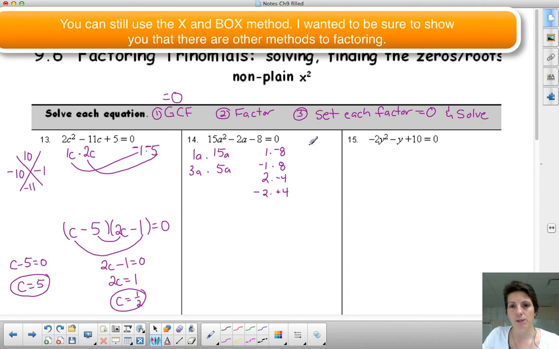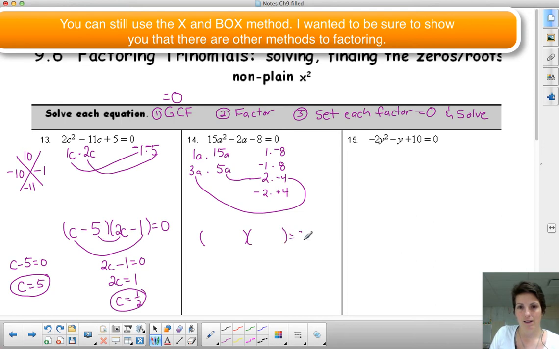I need to connect these two together so that I end up with two things that subtract to negative 2. A pair that subtracts to negative 2. So the connections would be 5a to positive 2 and 3a to negative 4, so that my two quantities equal my firsts, 3a and 5a.